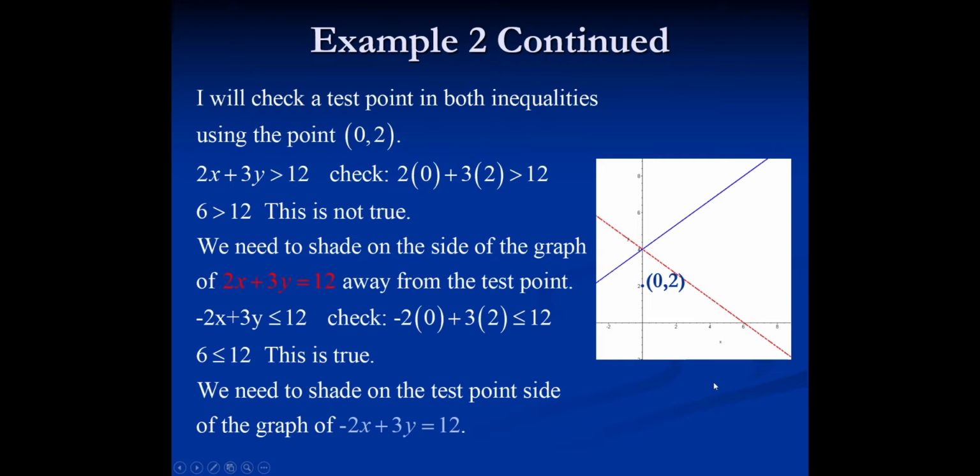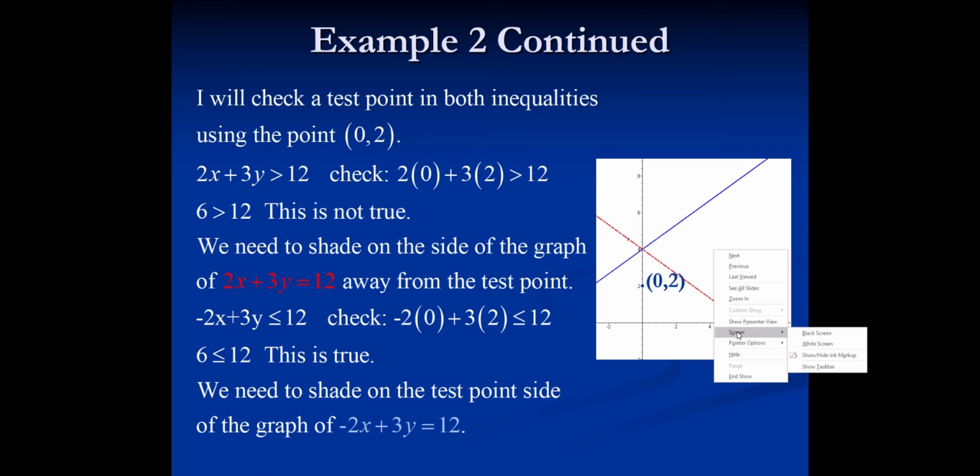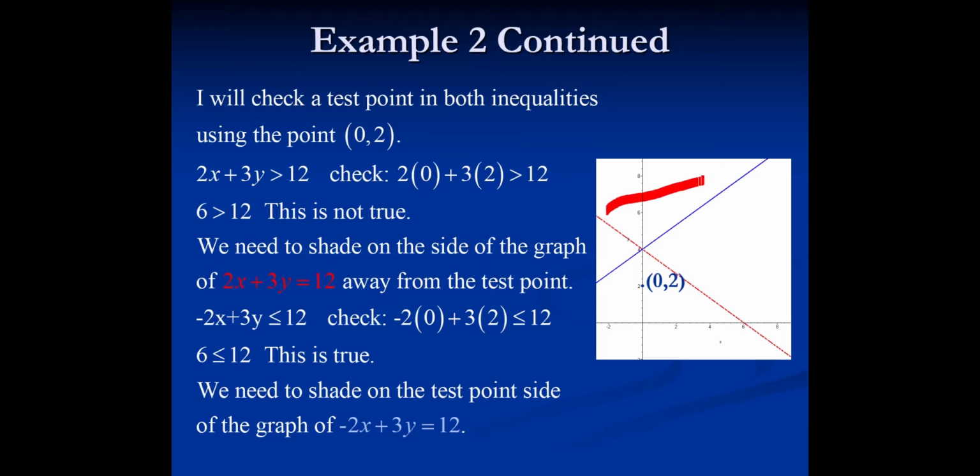Okay, well that means if I go ahead and shade this thing here, and I got it in red. So we're shading away from the test point. This is for the red one. So that means that part of it is going to be shading up here.